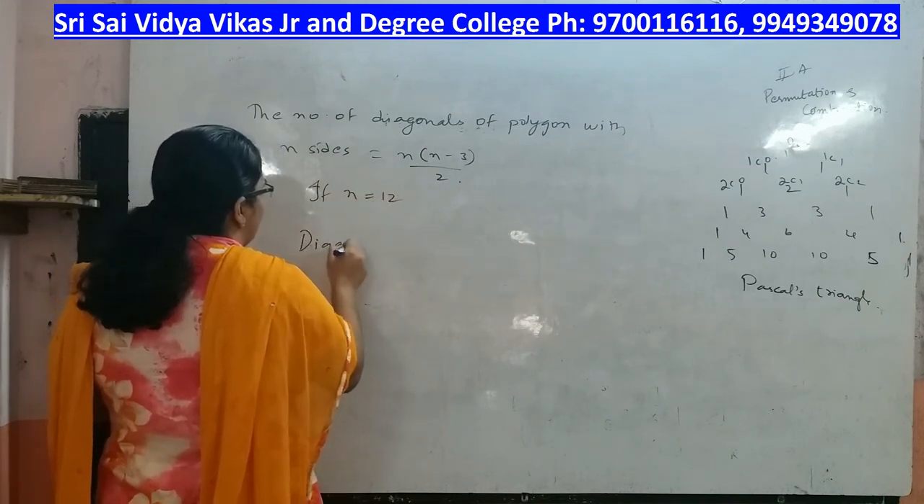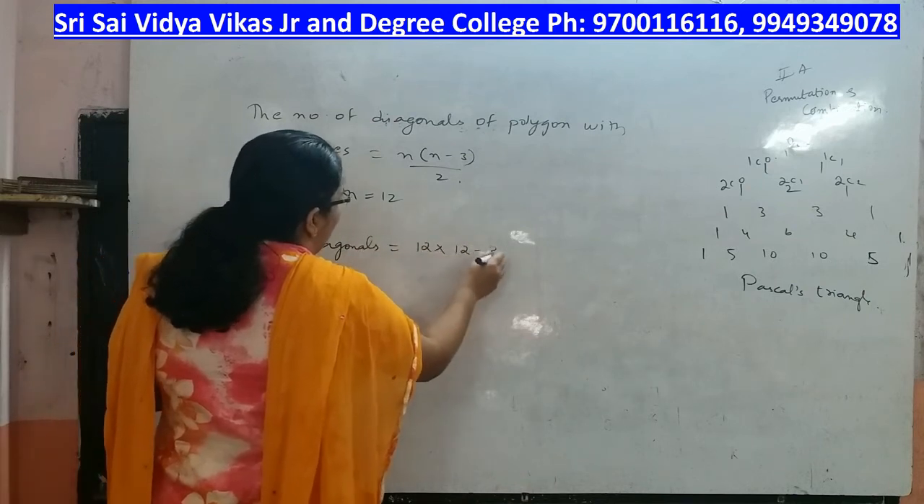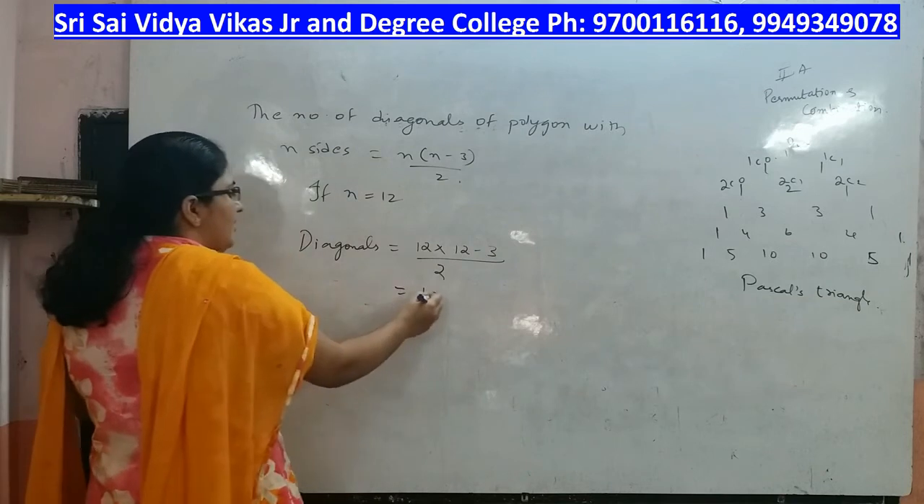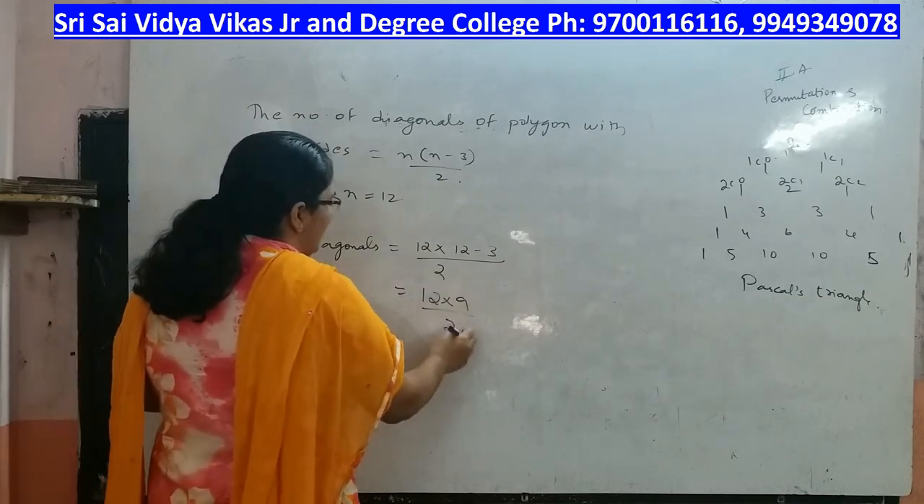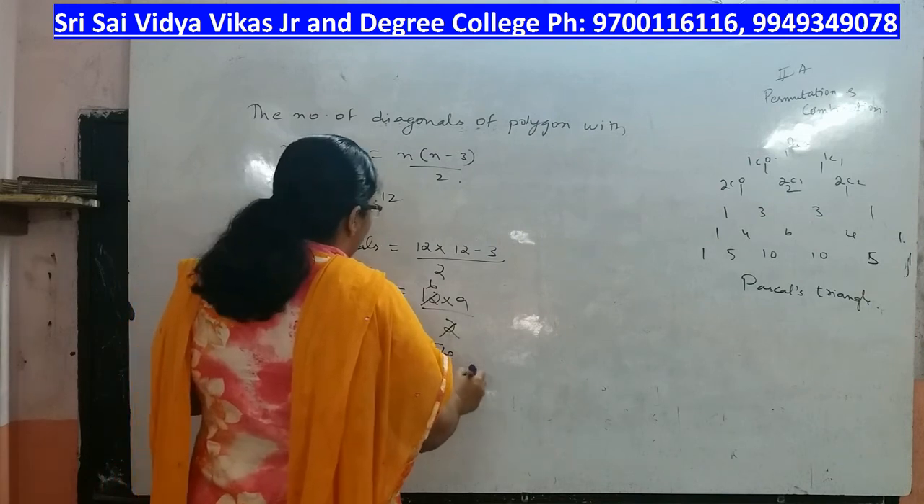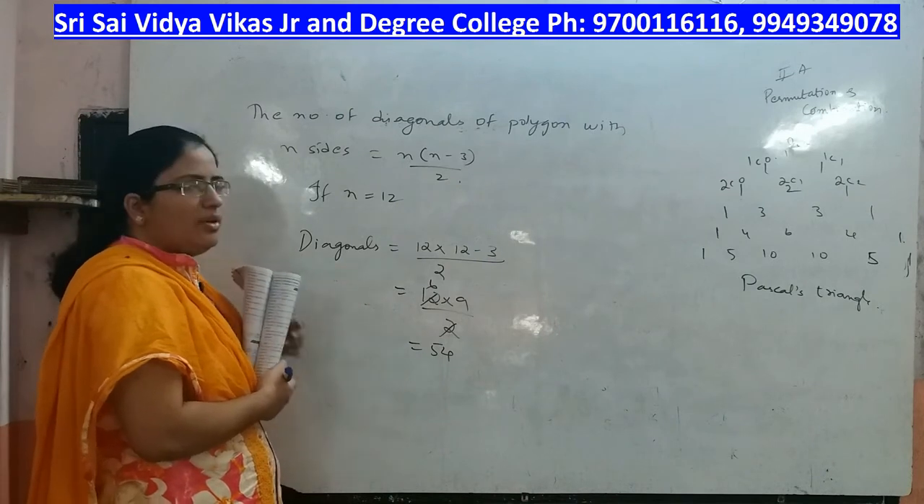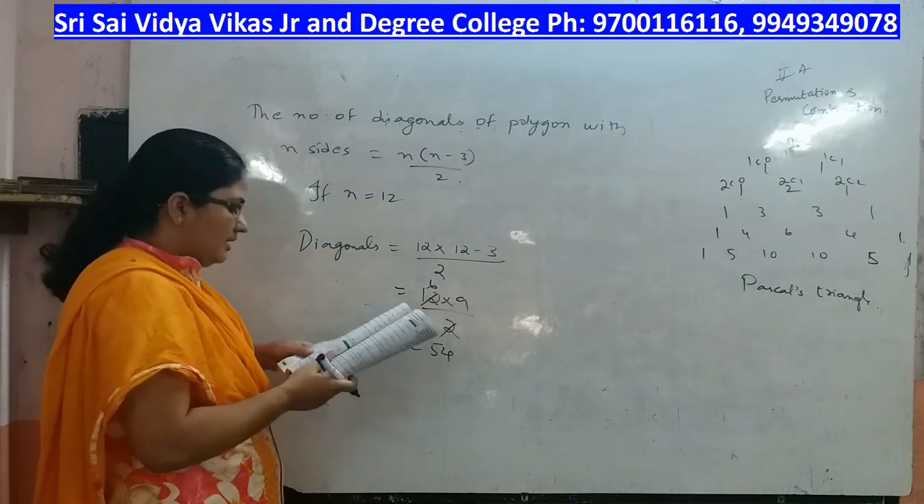diagonals: 12 into 12 minus 3 by 2, 12 into 9 by 2, that is equal to 54 diagonals. If the sides are 12, you can draw 54 diagonals.